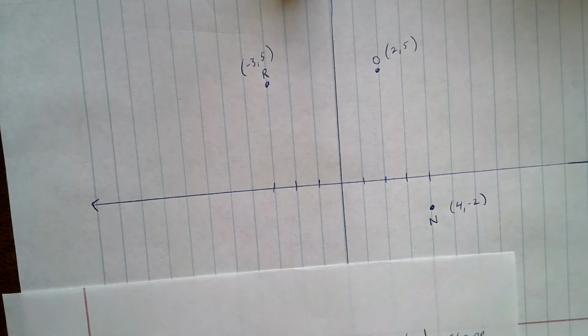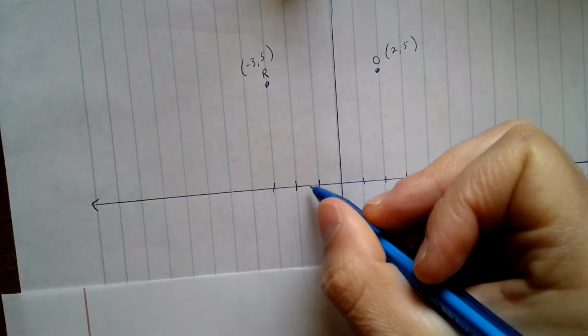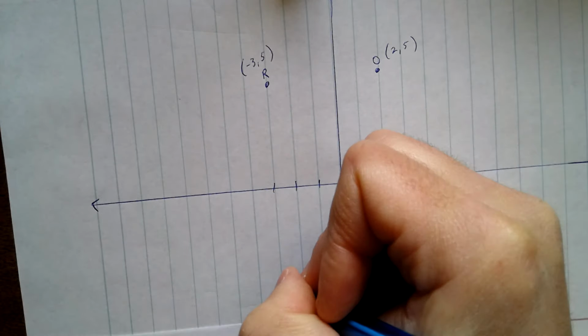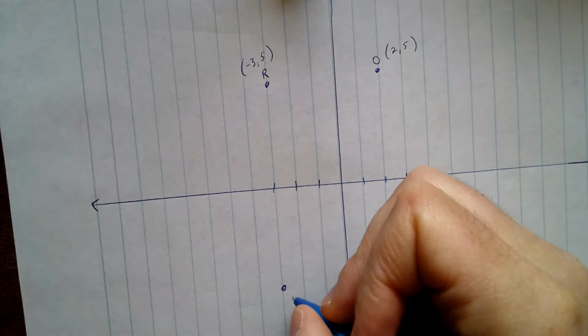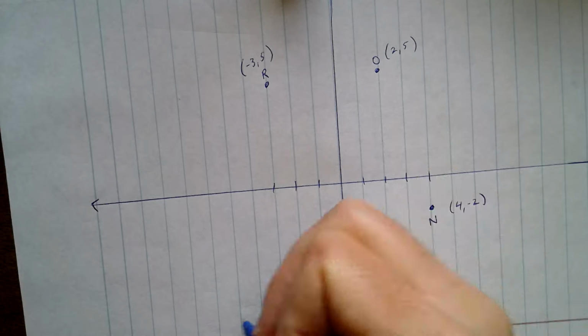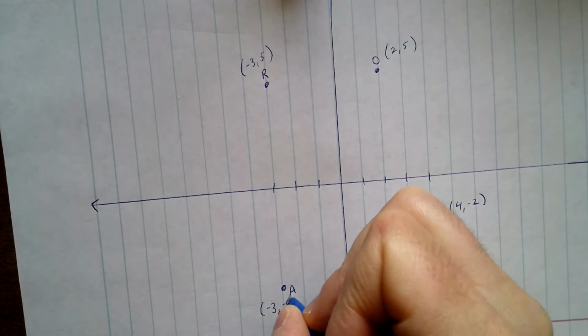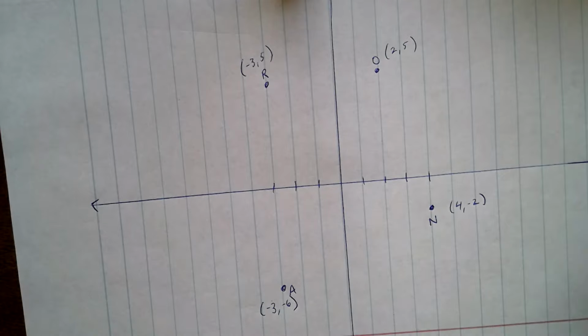And then the last coordinate is at -3, -6. So 3 units to the left, 1, 2, 3, and 6 units down. So that one's somewhere down here, and this is coordinate A, which we're calling -3, -6. So this is our figure.